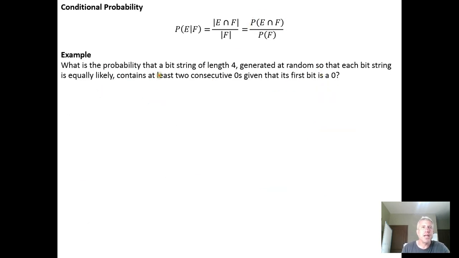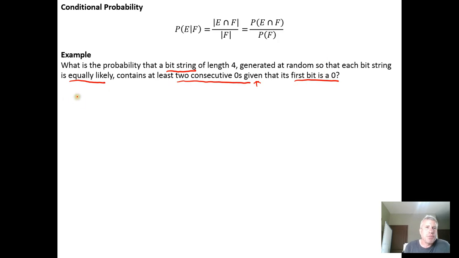So here's another example. What is the probability that a bit string of length 4, a sequence of zeros and ones, generated at random so that each bit is equally likely, so there's no weighting to any of the bits, contains 2 consecutive zeros, given that the first bit is a 0?